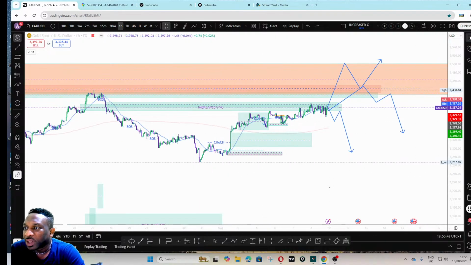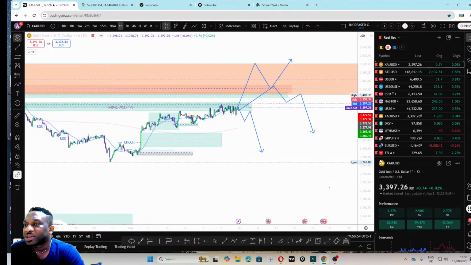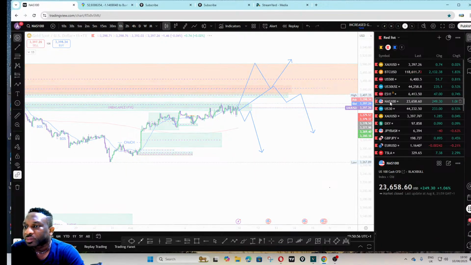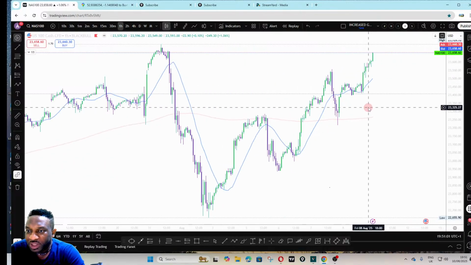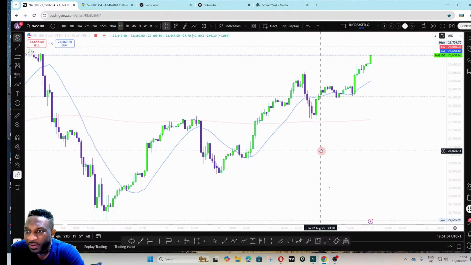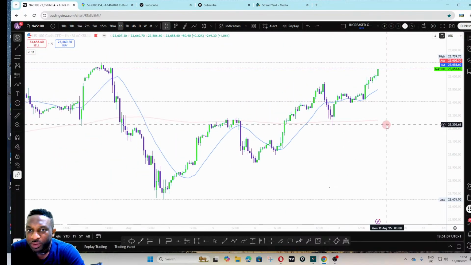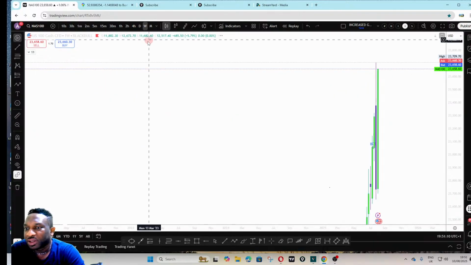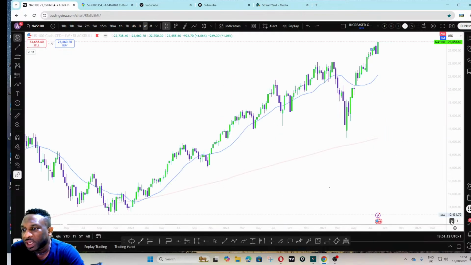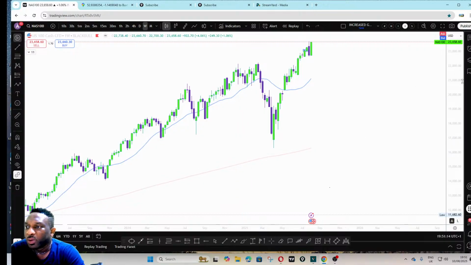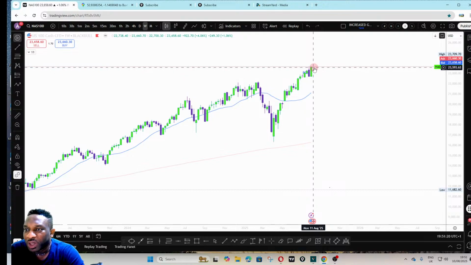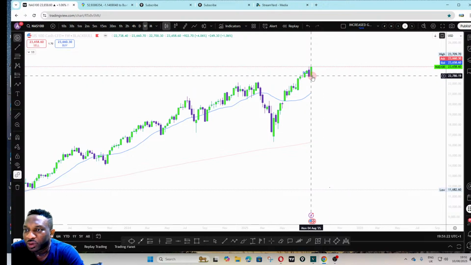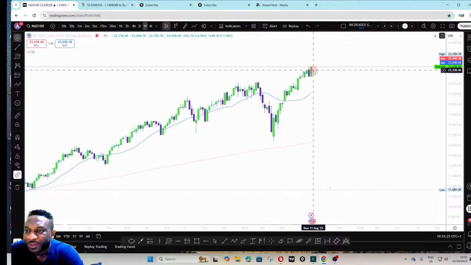So let's look at another pair. Maybe we go for NAS. Let's see what is happening on NAS. Guys, I hope the analysis we did there is clear enough. So this is on NAS. Let's start from the weekly. On the weekly on NAS, we can see a bullish run where we have almost a bullish engulfing candle here.